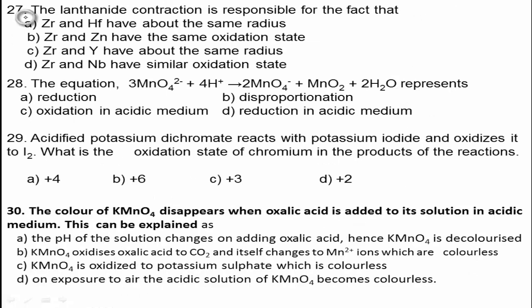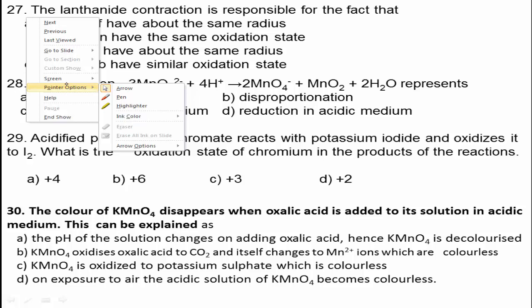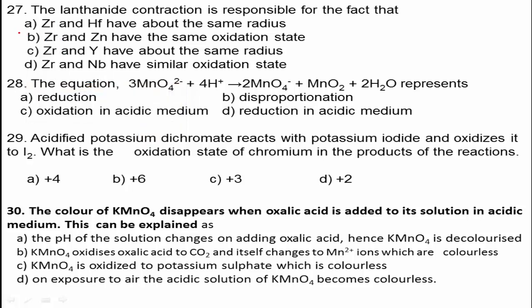Correct answer for the 26th question is A. Next, question number 28. The equation 3MnO4 2 minus plus 4H plus gives 2MnO4 minus plus MnO2 plus 2H2O represents: A, reduction; B, disproportionation; option C, oxidation in acidic medium; option D, reduction in acidic medium. See the reaction once again.